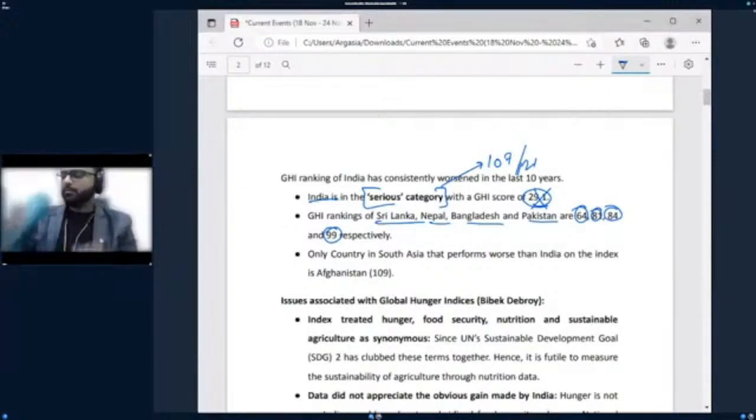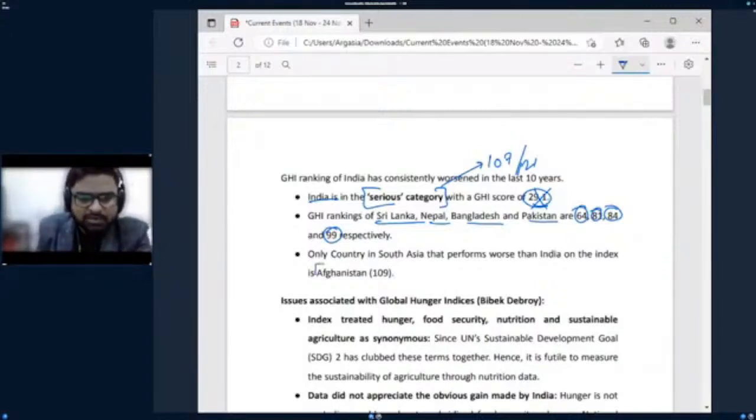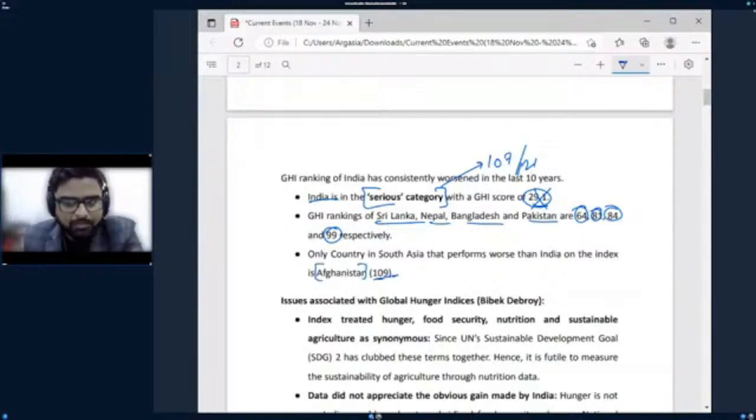Okay, so India's performance. India's performance is better than only Afghanistan, which is at 109. So do not remember all these positions. Just remember that India is 107 out of 121, which is better than Afghanistan only.